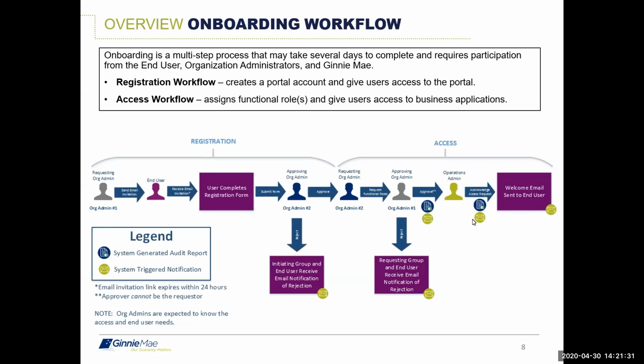On the far left side of the screen, you'll see that little blue person. That is organization administrator number 1. And that org admin has made a request for a new account. They go into MyGinnieMae, they submit that request, and what happens is an email is sent to the potential end user. That's you. So you can expect that once your organization administrators get access to MyGinnieMae, they're going to start sending these invitations to you.